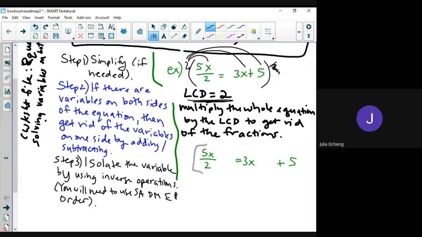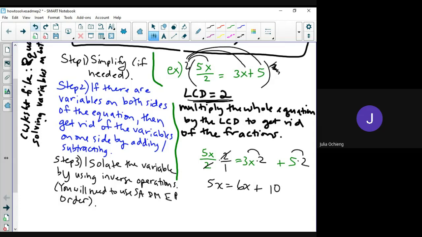And I'm going to show that that 2 is distributed by just saying this one times 2. Let me just write it the same way as before, just so it doesn't look confusing. This one by 2, this one by 2, and this one by 2. Multiplying by 2 is the same thing as 2 over 1, the same number. And I just put it over 1 so that it's easier for me to multiply by a fraction. I cross cancel those 2's, and I get 5x equals 6x, 3x times 2 is 6x, plus 5 times 2 is 10.